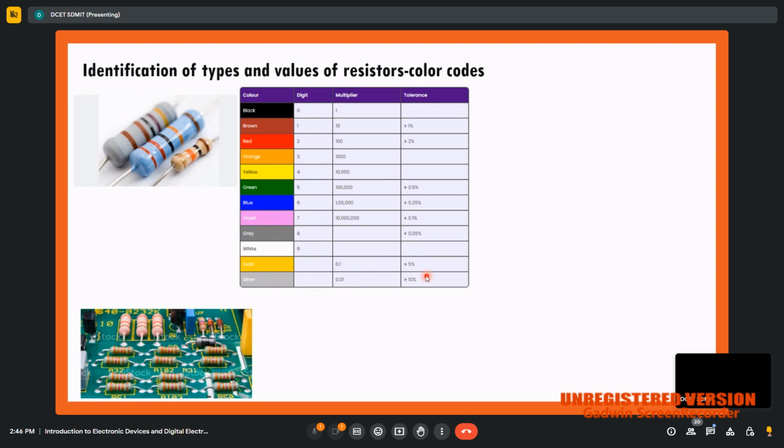If you take any electronic devices, the value that they manufacture, they don't have the exact value. Some minor variation will be there. That is given as a tolerance.